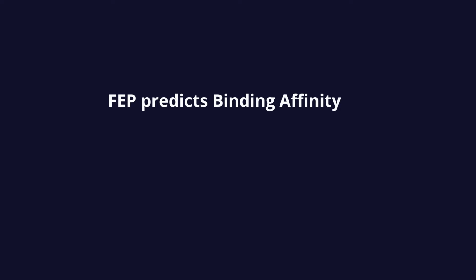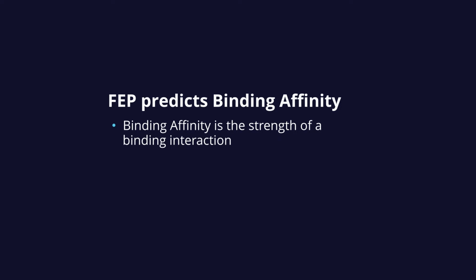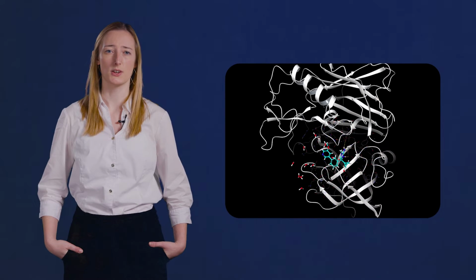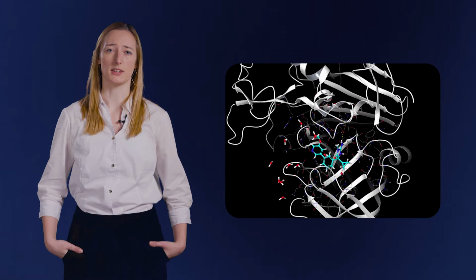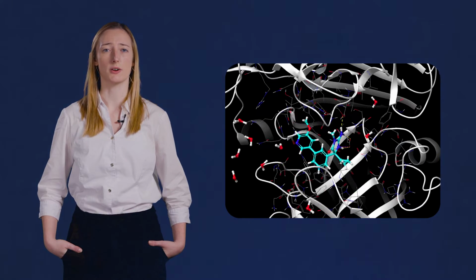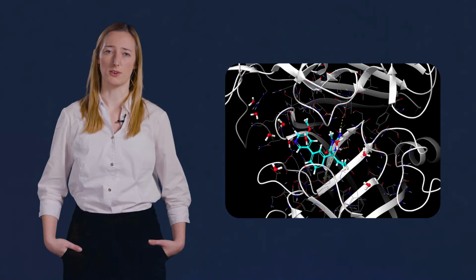FEP is frequently used to predict the binding affinity of drug-like molecules. Binding affinity is equal to the change in the free energy associated with the binding process. We will come back to this. Computational prediction of protein-ligand binding requires determining the binding mode and evaluating the strength of a protein-ligand interaction. Such calculations require the structure of the small molecule binding site on the protein to be known.